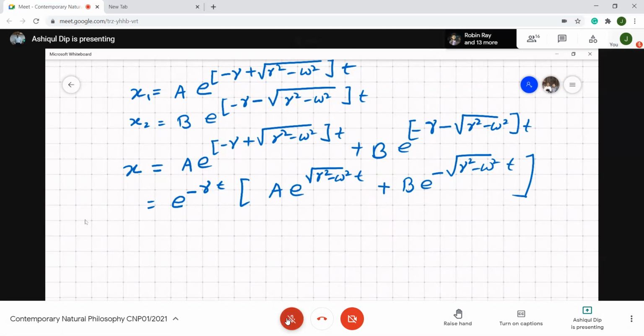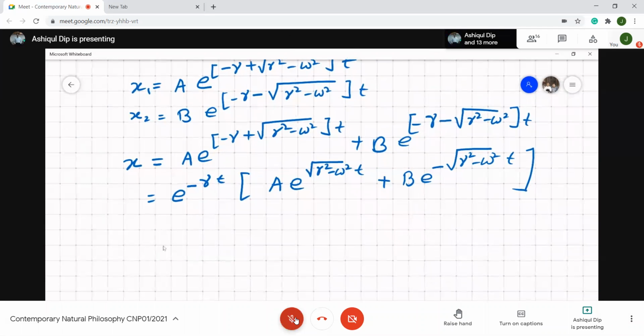So there is a problematic case actually when gamma equals omega. That's a problematic case because that solution can't uniquely be derived from this one. Actually, that can be derived from this one as well, by taking a specific limit. Okay.